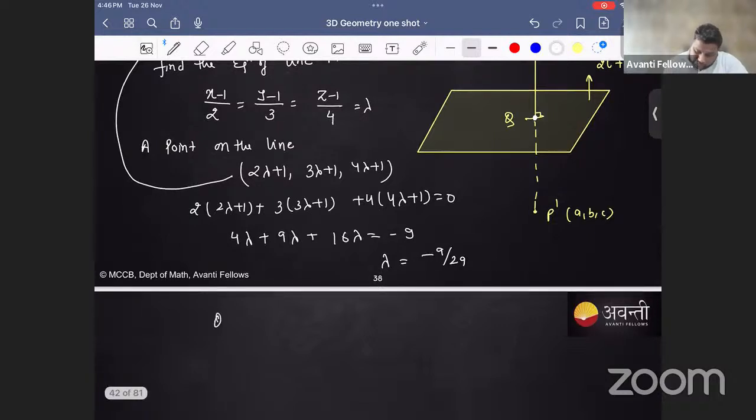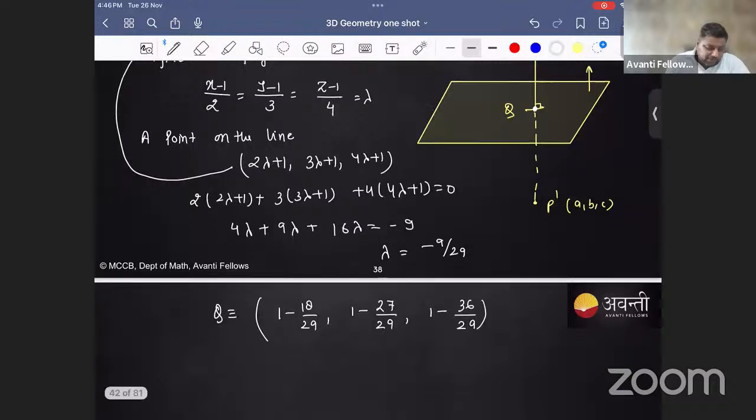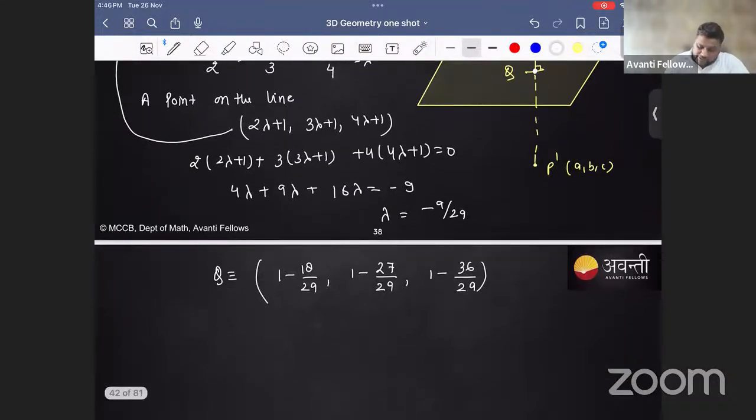So Q is what? Q is 2 lambda plus 1, so 1 minus 18 upon 29; 1 minus 27 upon 29; and 1 minus 36 upon 29. Got it? So what is your Q finally? 29 minus 18, that is 11 upon 29, 2 upon 29 and minus 7 upon 29.